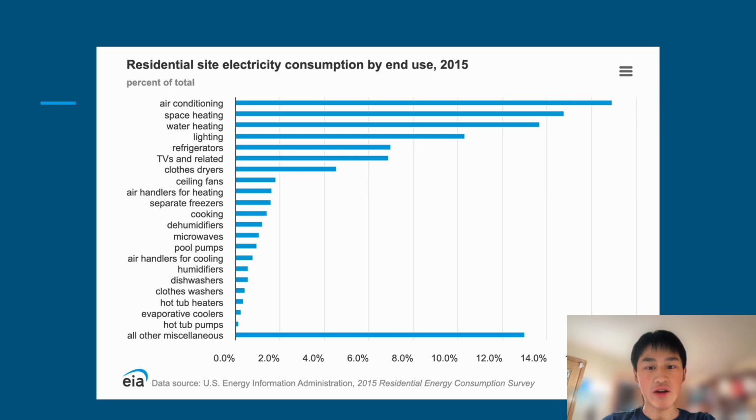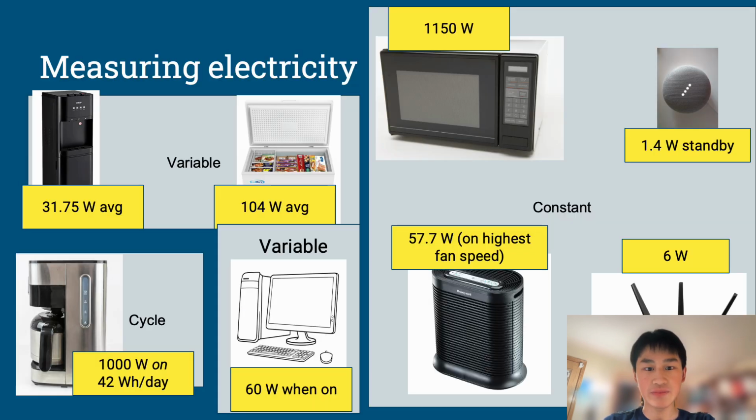Here's a graphic from the EIA that shows the residential breakdown of electricity usage. The top ones are for heating and cooling spaces. And since we only use the air conditioner and only during the summer, I estimate that heating and refrigerators are going to be the main users of electricity in our house.